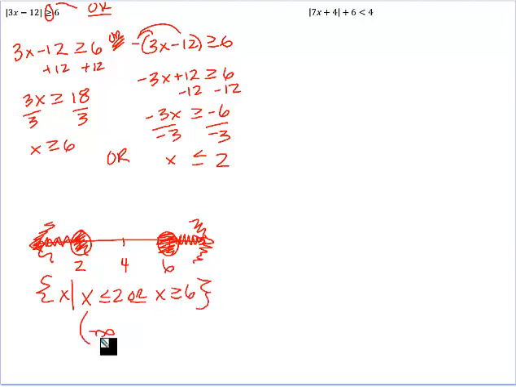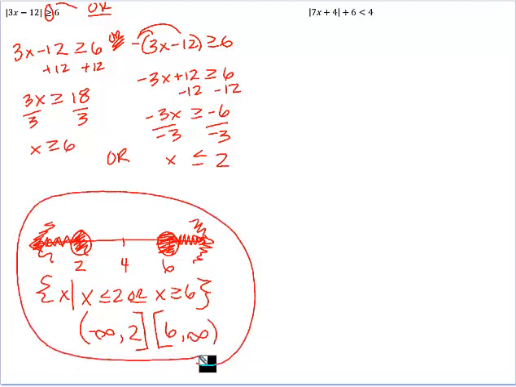Interval, we're starting at negative infinity. We stop at 2, it's included, so square bracket. We pick back up at 6, it's included, so square bracket, and then we go to infinity. So those are our three ways of writing the solutions.